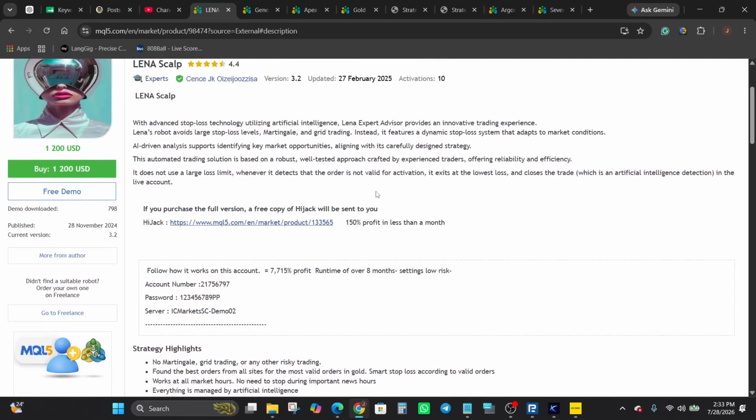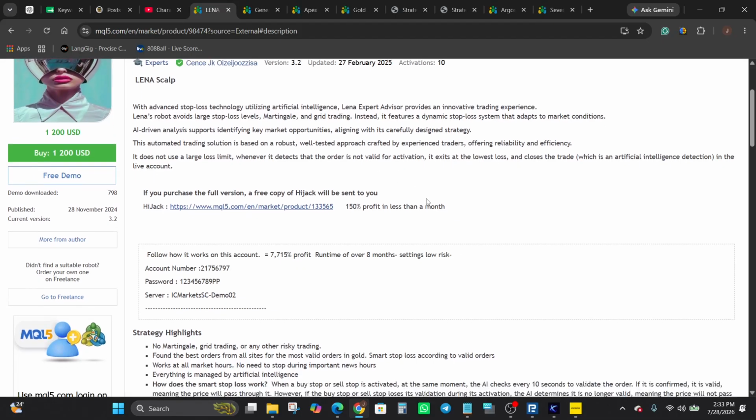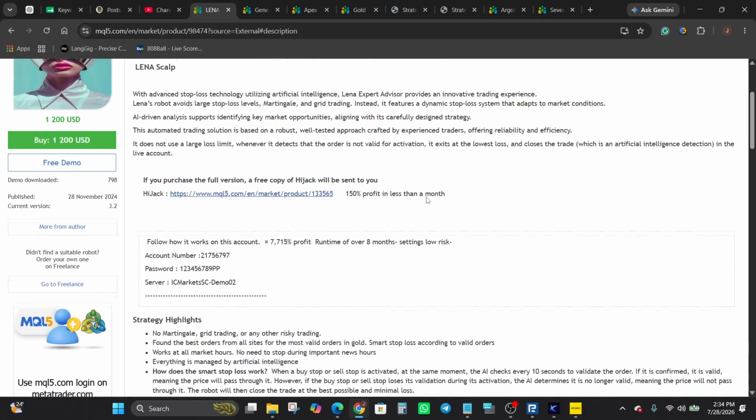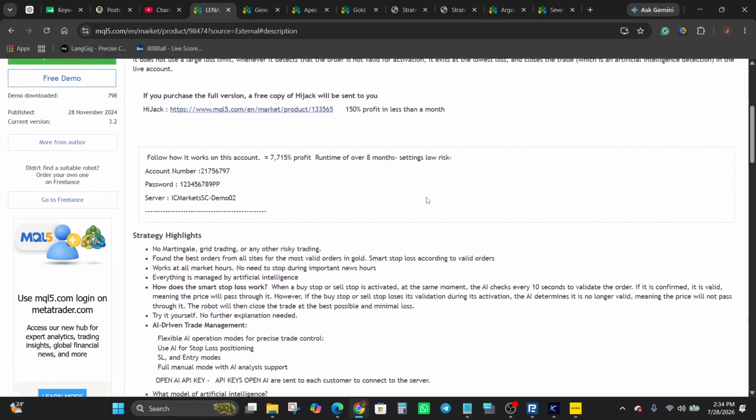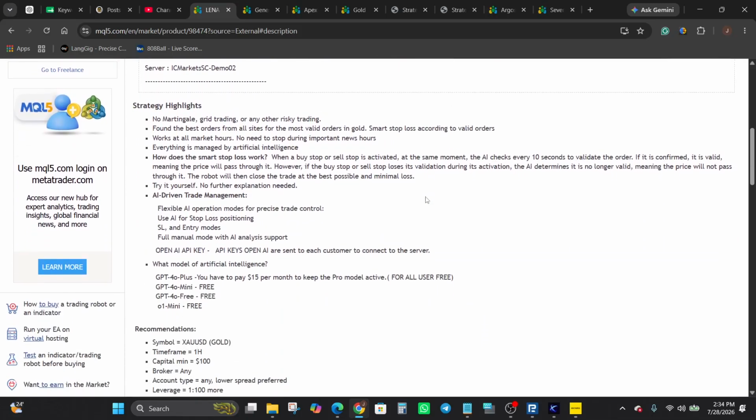Okay, so now moving into the features section, the breakdown of the features, the developer highlights that LENA Scalp is built without traditional high risk recovery systems, meaning no martingale and no grid trading. So instead, it relies on dynamic order management utilizing OpenAI integration via API keys. According to the page, it supports several AI models, including GPT-4o Mini, GPT-4o Free, O1 Mini, and an optional Pro model.